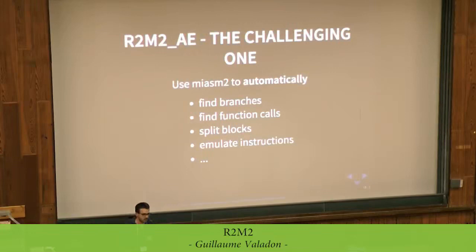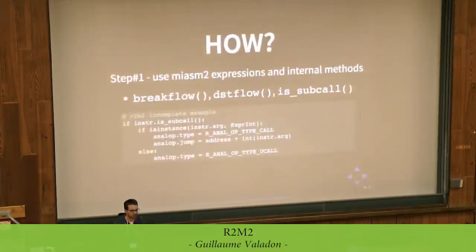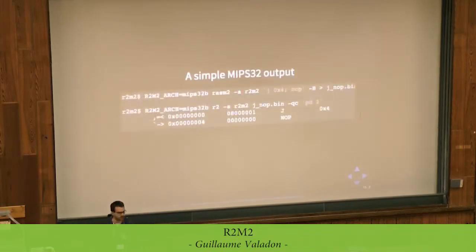That's the challenging one. I want to use miasm to automatically find branches and function calls, split blocks, and emulate instructions. I'm doing that using miasm internal methods. This one is subcall: if the instruction is a subcall, then I fill a specific radare2 C structure. It works fine, again with simple output. I'm building with miasm and radare2 a binary with a jump and a nop, and here we can see that radare2 is able to detect the jump to the next instruction. Again a silly example, but I got block splitting for free.